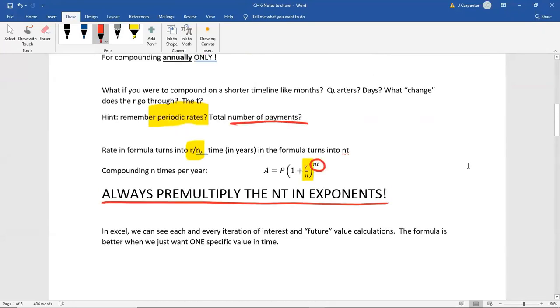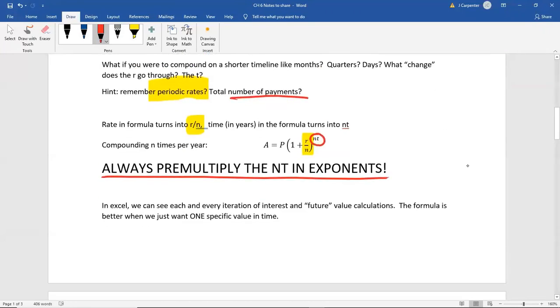And before I go on to my next example, just showing the difference of using this formula versus the previous one, in Excel, we can see each and every iteration of interest and future value calculations. The formula is just better when we want one specific value in time. This right here, I've already talked about dozens and dozens of times. It's nothing new. So that's why I just like to have reminders here and there, but I don't need to talk about that for 5 hours.